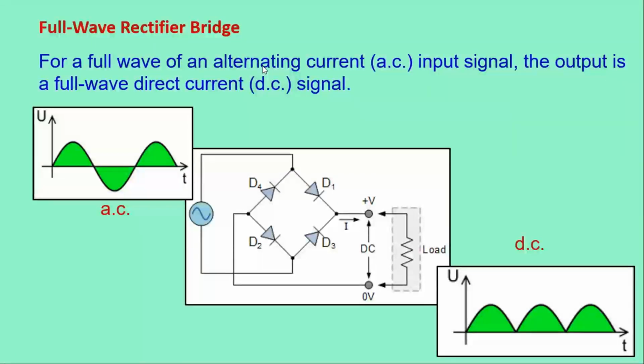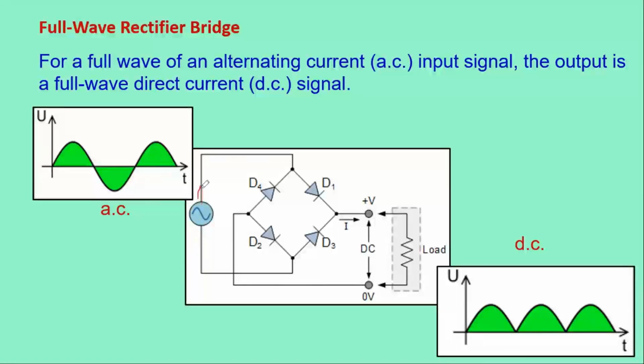So this type, there are actually several types, but we'll look at the most common configuration, which is shown here. So again, we have our input signal, alternating current, and we wish to convert it to an output of DC.